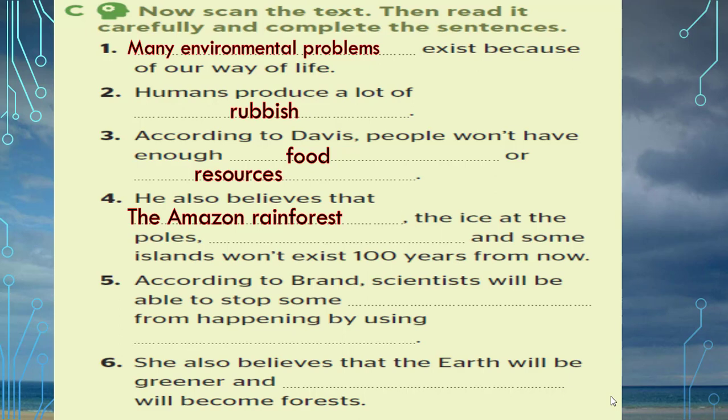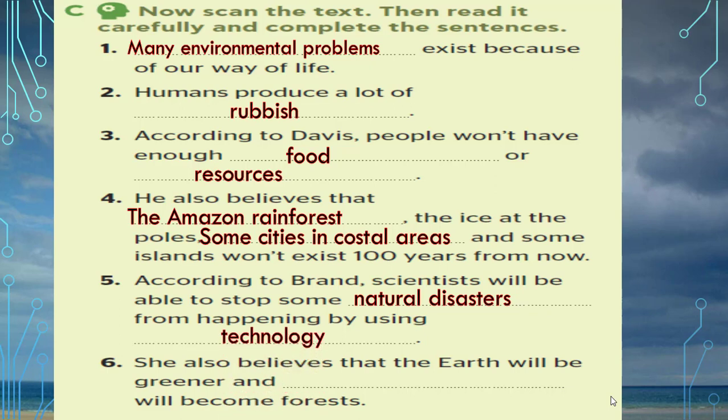the Amazon rainforest, the ice of the pole, some cities in coastal areas and some islands won't exist 100 years from now. Number five, according to Brand, scientists will be able to stop some natural disasters from happening by using technology. Finally, number six, she also believes that the earth will be greener and desert will become forest.